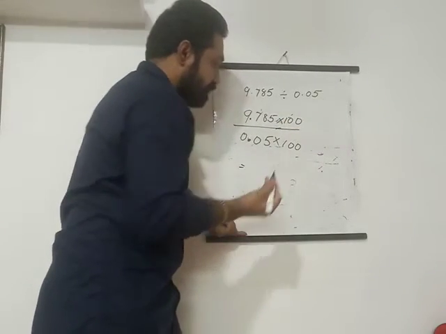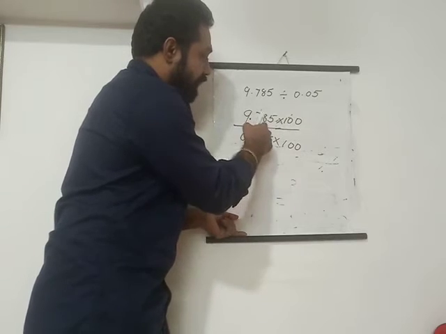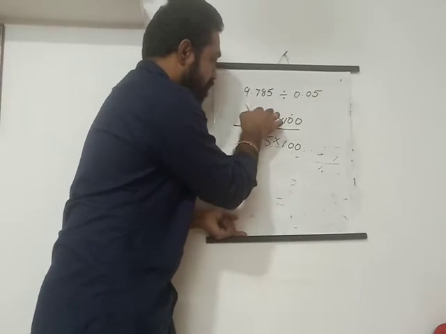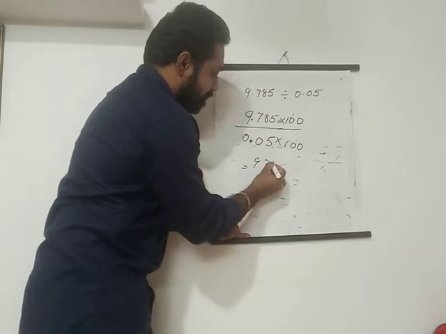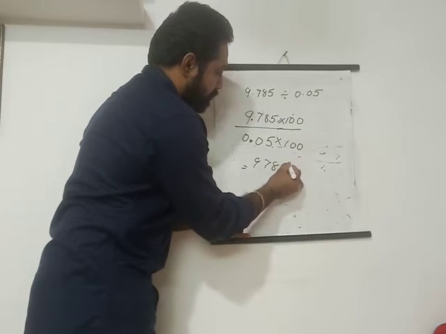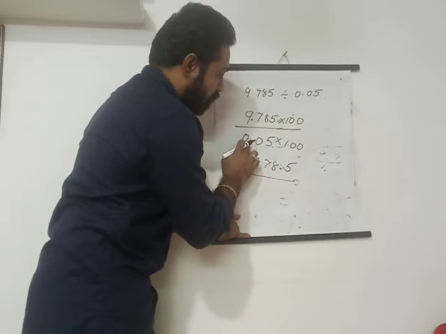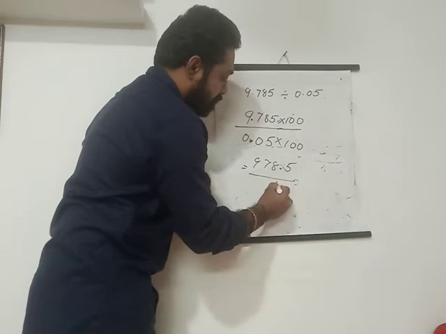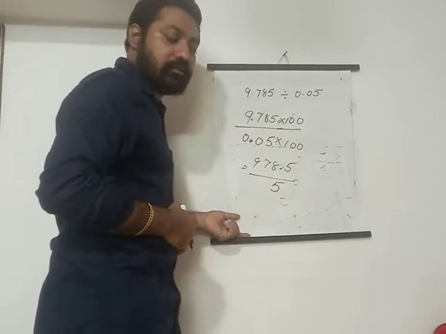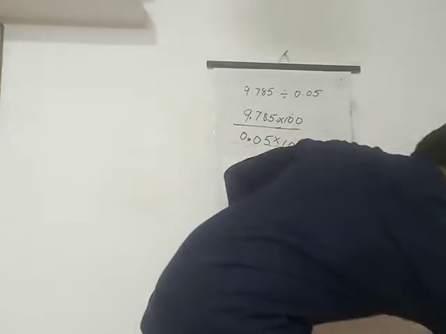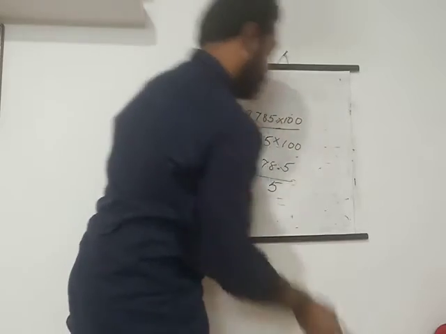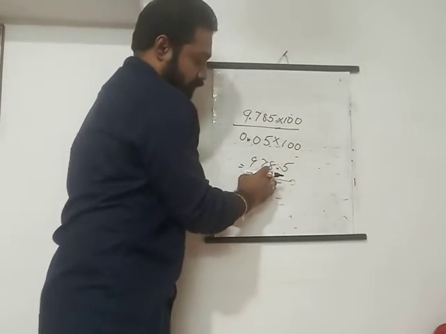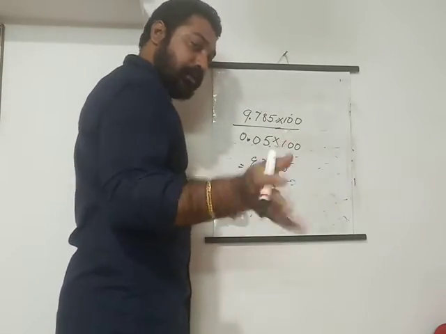Then what will I get? 9.785, with the point moved 2 decimal places, becomes 978.5, isn't it? Divided by 0.05, which becomes 5. Now just divide the number. When we divide, what will we get? Just without the point you have to divide, and after that you have to put the point.